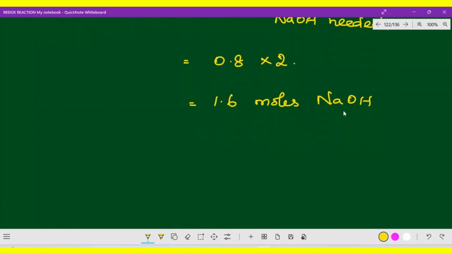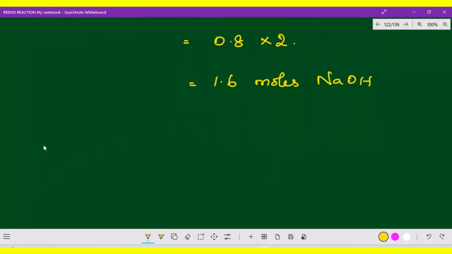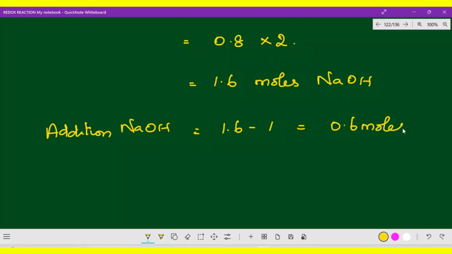So that means the remaining, additional sodium hydroxide, 1.6 minus 1, you will get 0.6 moles. So how many moles are required to complete the conversion to sodium carbonate? That is what they are asking: carbon monoxide converted to carbon dioxide, then it has to be converted to sodium carbonate. That is the question. So 0.6 moles of sodium hydroxide required.